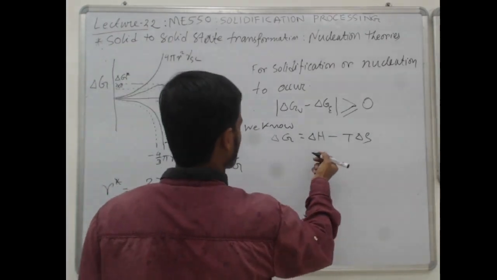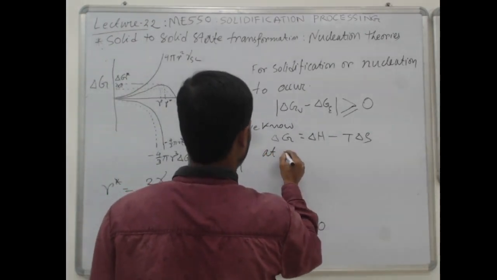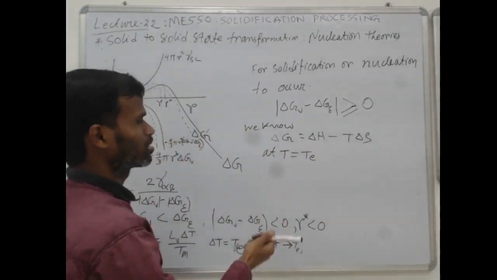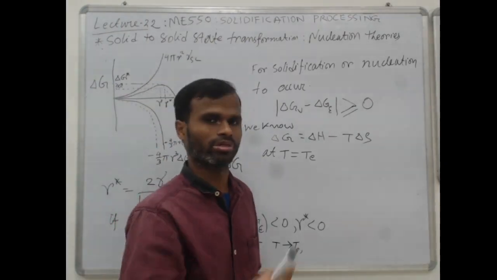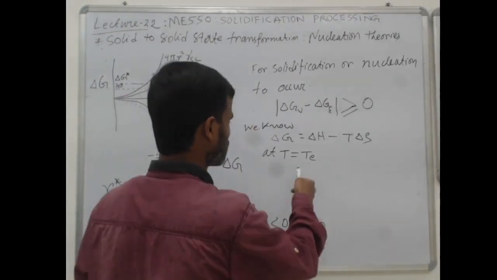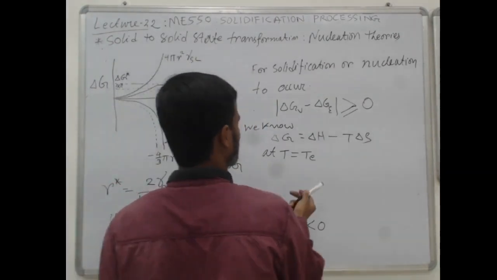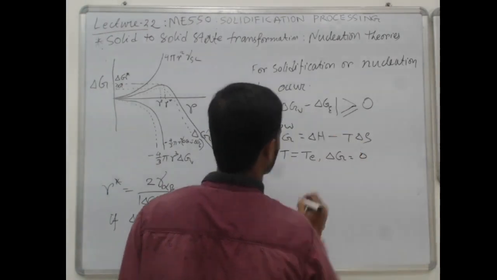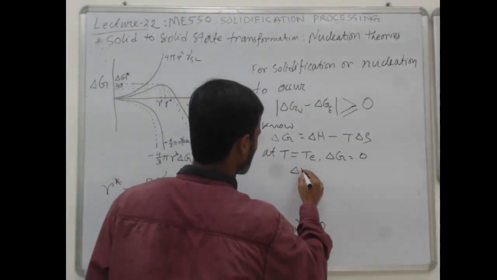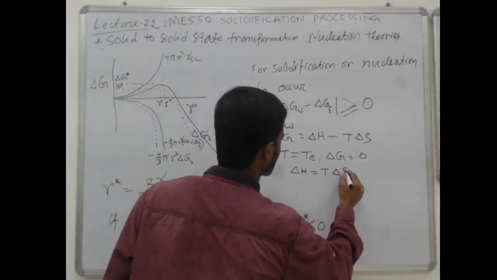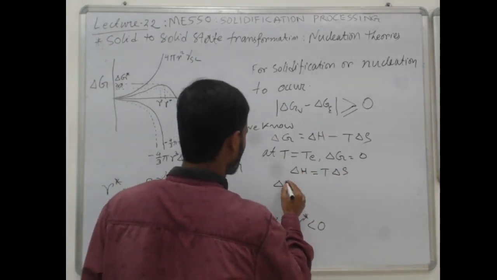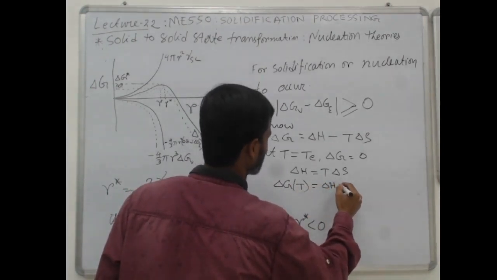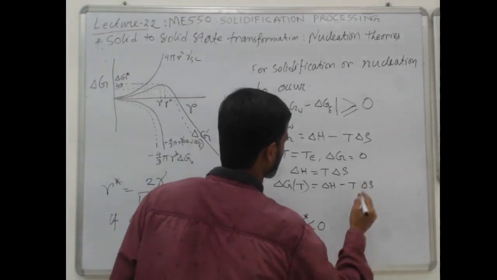and at temperature equal to the equilibrium temperature, which is equivalent to the melting temperature in the case of liquid to solid transformation. Here we call it the equilibrium transformation temperature. What will happen? Delta G is 0. If delta G is 0, delta H is T delta S. Now delta G at any temperature T will be delta H minus T delta S.